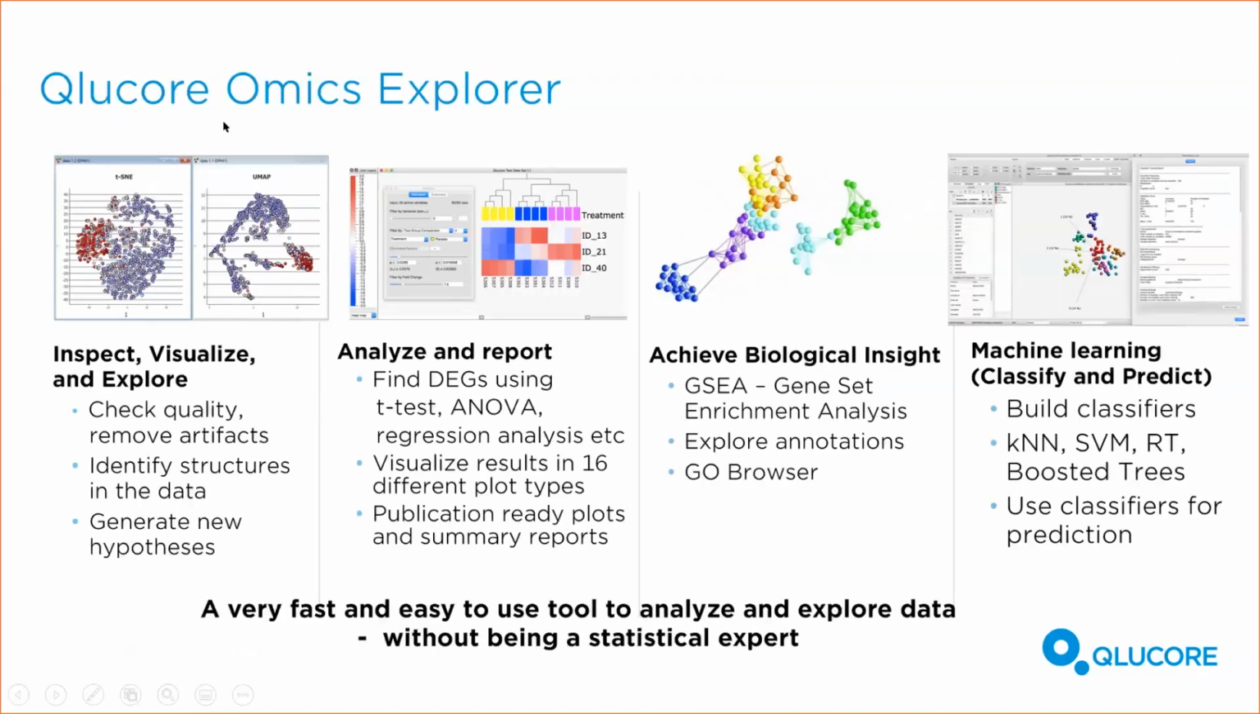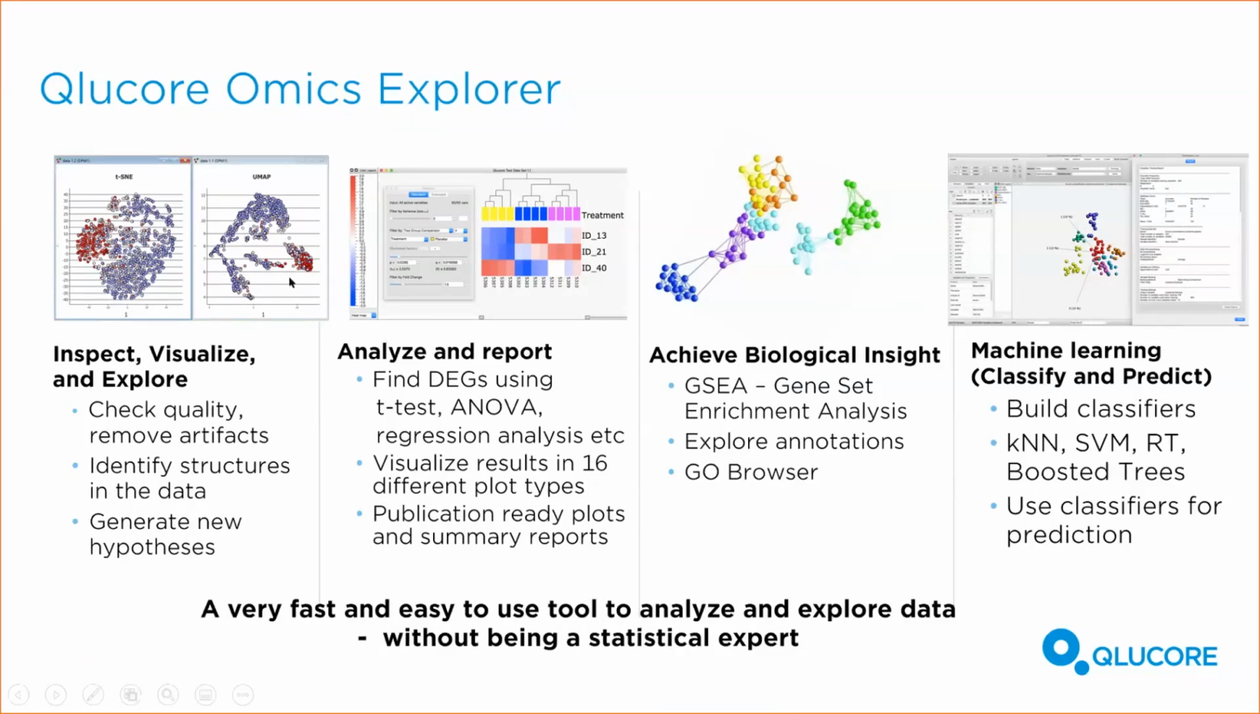In the first part of the workflow, we will use Qlucore Omics Explorer. With Qlucore Omics Explorer, you can inspect, visualize, and explore your large biological data sets. You can look for outliers, you can identify structures in the data, and also generate new hypotheses if you find new interesting signals. And once you have a hypothesis, you can perform statistical analysis and report your results.